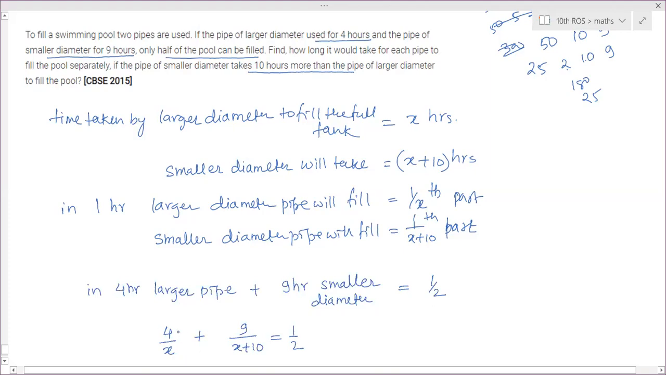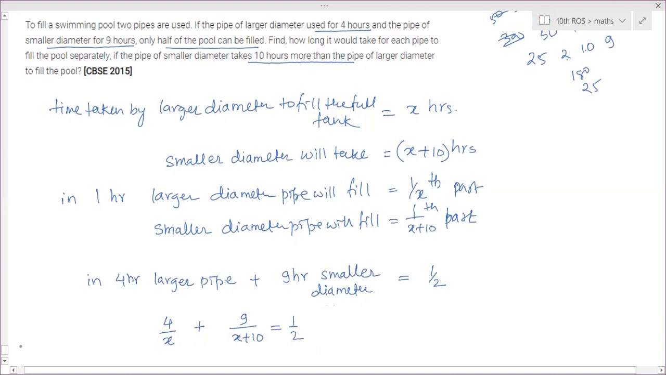This much part, 4 by X, the larger pipe will fill. This much part is filled by the smaller diameter pipe if it is used for 9 hours. And altogether, working these many hours, how much part of the tank is completed? Half of the tank, so 1 by 2. Is this clear? Yes, ma'am. Now solve this question then.